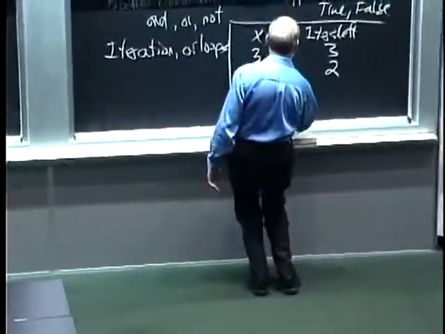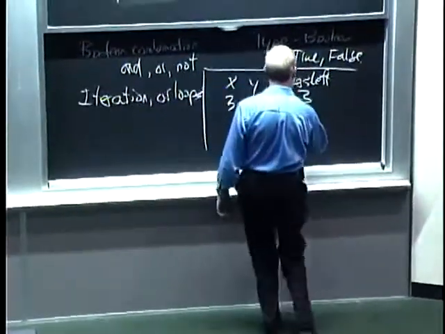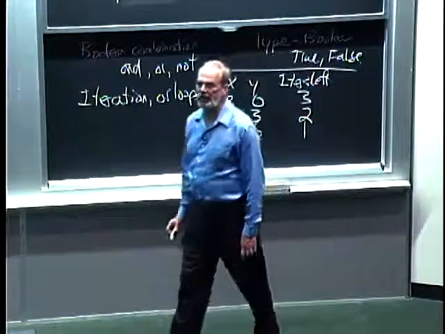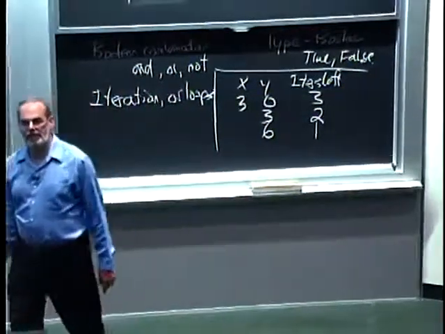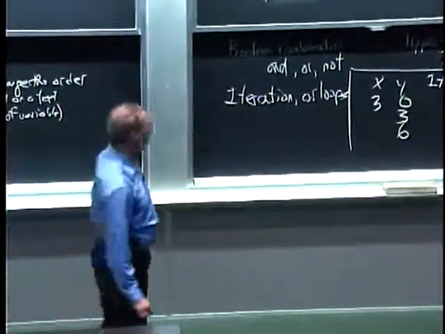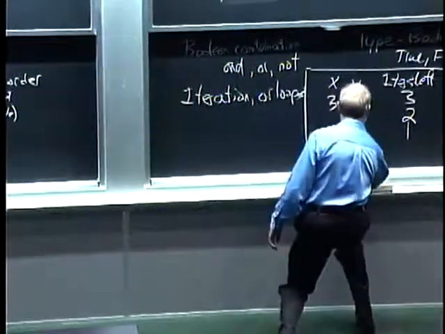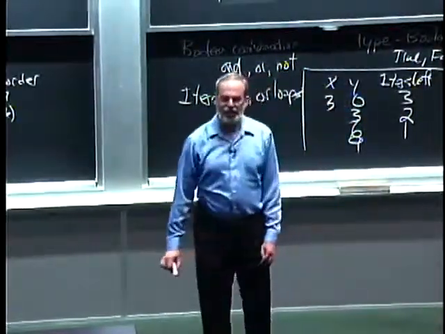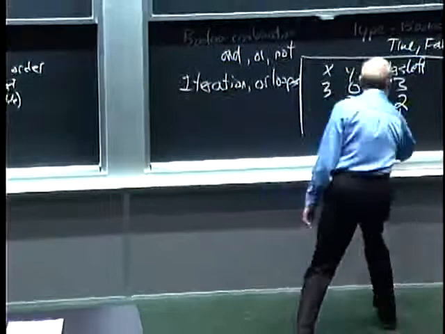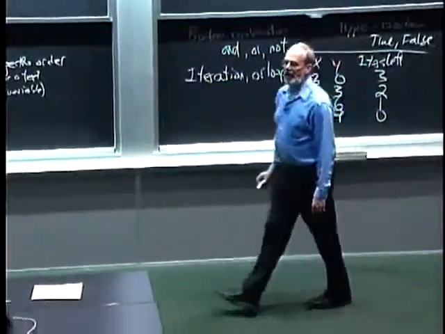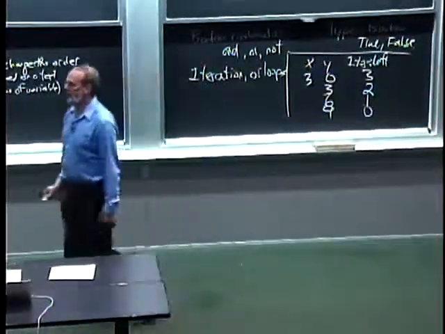Y plus x is 6. That's my new value of y. 2 minus 1 is 1. That's my new value of iters left. Go back up. Is iters left greater than 0? Yes, it is. So once more, thank God I didn't take 47 as the example. X plus y, subtract 1 from iters left. Go back up to the test. Is iters left's value greater than 0?